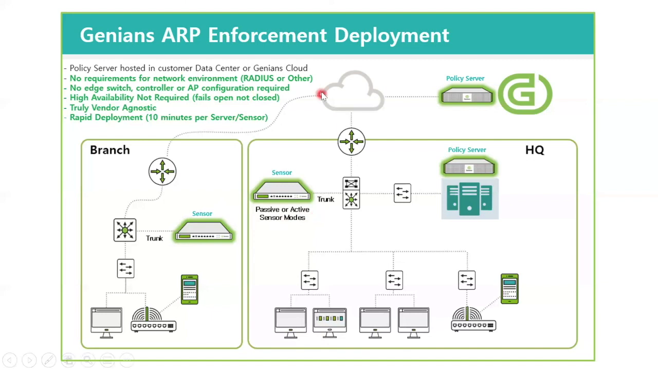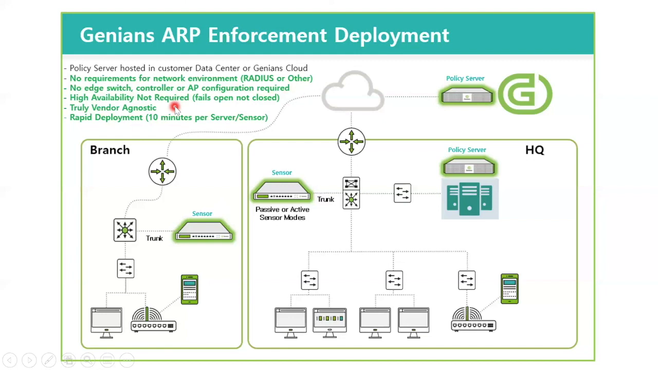Some of the contrasts from some of the other implementation methods: there's no requirements for the network environment. Your network environment does not have to support RADIUS, SNMP, port mirroring, or any other similar features. There's no edge switch controller or access point configuration required. High availability is not required because this enforcement mechanism fails open, not closed. The only thing more important than network security is network availability.